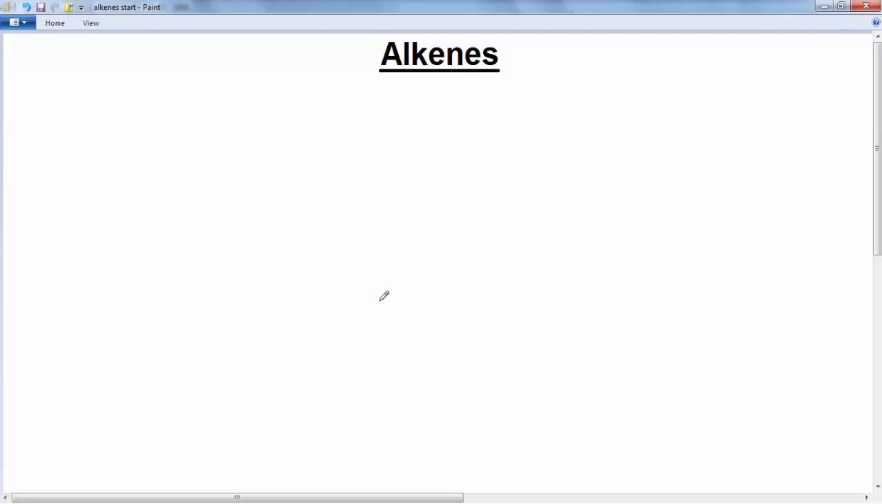In this lesson we're going to look at a new group of organic chemicals called the alkenes, as opposed to the alkanes which we looked at in the previous lessons. So just like the alkanes, the alkenes form a homologous series, and what characterises the alkenes is the presence of a carbon-carbon double bond in each molecule.